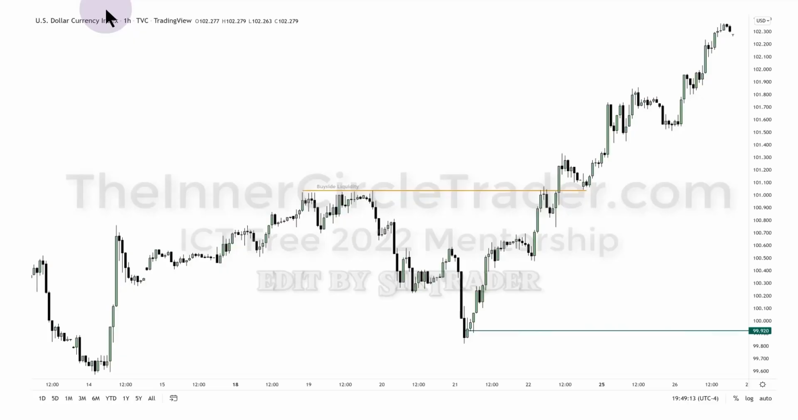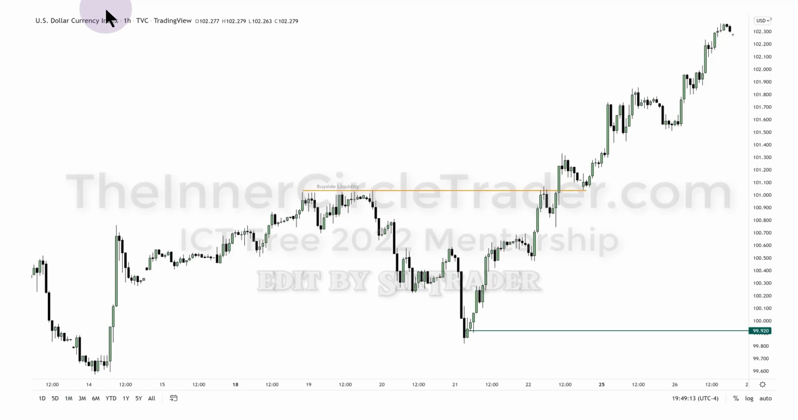So we're looking at the hourly chart on the dollar index. Why are we looking at this? Well, I'm looking at this because I want to show you the relationships between a risk on and risk off market. One of the questions I got was about the idea of using the dollar index: is it useful?